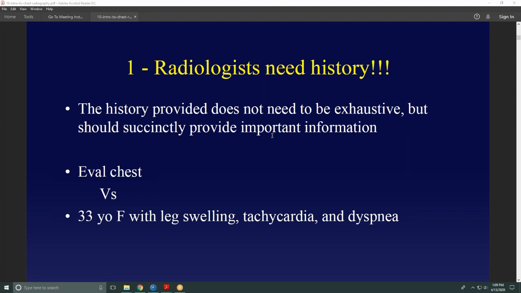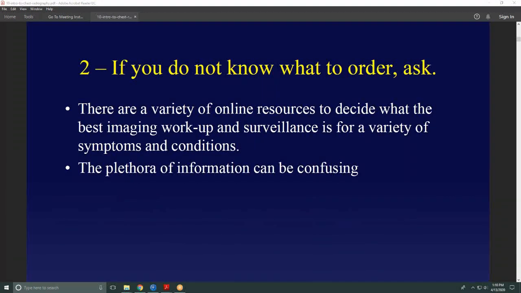It doesn't need to be exhaustive, but examples of helpful and non-helpful histories are shown here. And this is a very common one. Everyone see this, eval chest? We get those kinds of histories quite frequently. Imagine getting a CT requesting eval chest. You have no idea what someone's looking for, versus here, a 33-year-old female with leg swelling, tachycardia, and dyspnea. There, I think it's pretty clear they're probably worried about a pulmonary embolism. We could protocol the study accordingly and pay special interest to the pulmonary arteries. And so that's number one.